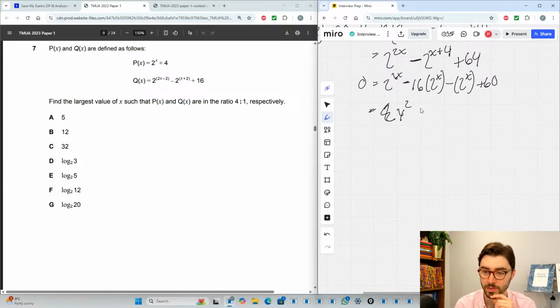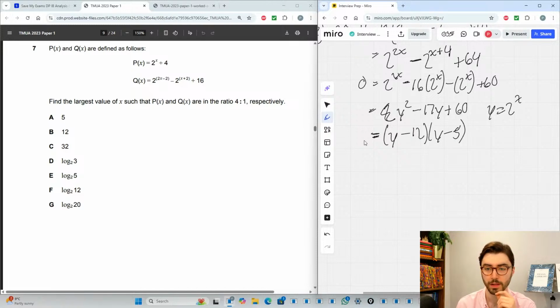So that's going to become y squared minus 17y plus 60, where y is equal to 2 to the x. Y, please factorize. 12 and 5. Largest value of x is going to be when y equals 12, when 2 to the x is equal to 12. So x is equal to log base 2 of 12, which is F.